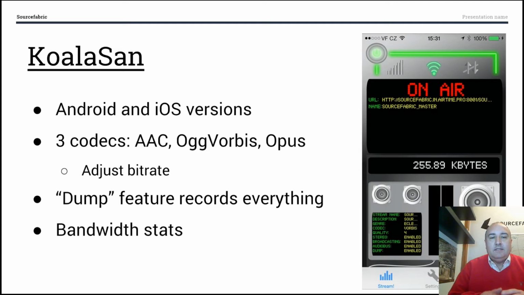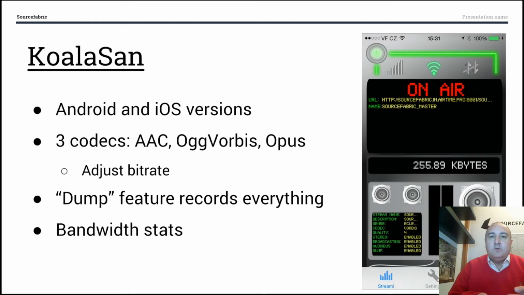What's cool about Koala San is that if you're in a situation where you need to adjust your bitrate, you can. That's important for situations where you don't have a very fast connection and you still want to be able to broadcast. One of the cooler features about Koala San, and one of the things that I really like about it, is that you have this dump feature, which takes everything that you've been streaming and turns it into a file, which you can then use for rebroadcast or possibly for editing and reuse later.